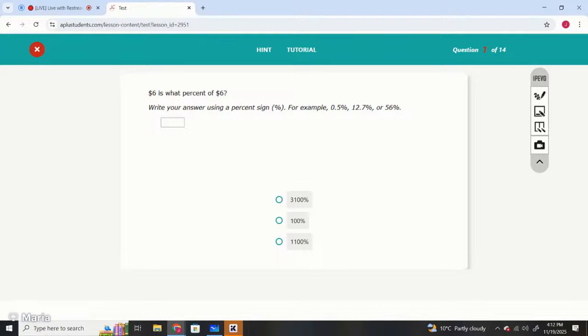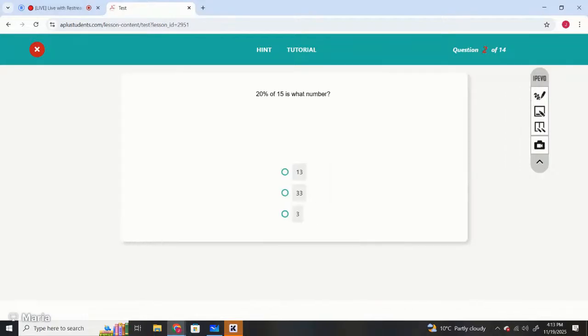$6 is what percent of $6? So an entire number is 100% of the entire number. That is 100%.